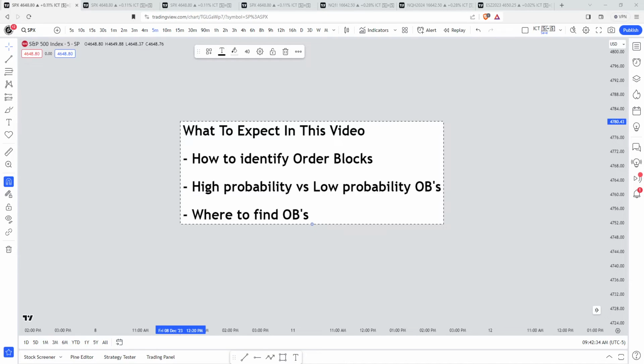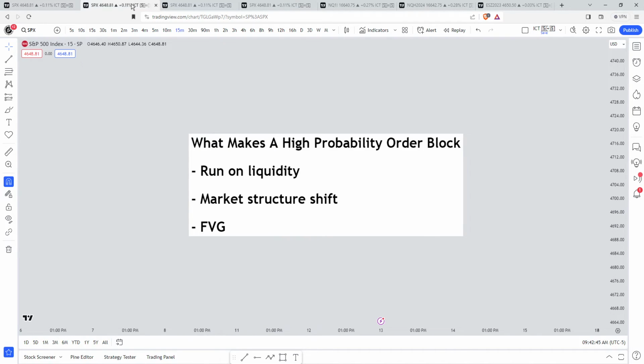I'm going to be showing you guys everything you need to know about ICT order blocks, how to identify them, high probability versus low probability, and where to find these order blocks at. OB is just short for order blocks. So we're going to first dive into what makes a high probability order block. The key components are a run on liquidity, a market structure shift, and a fair value gap.